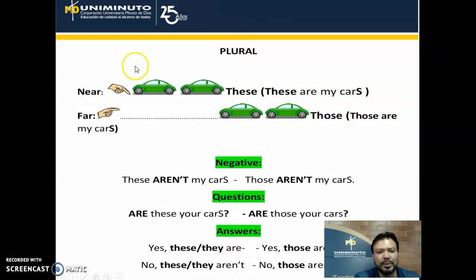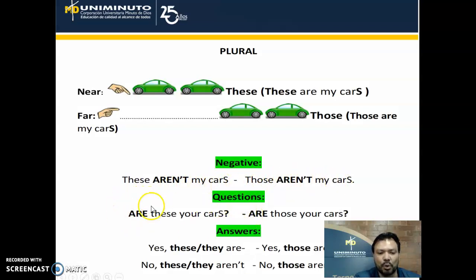In plural, when the objects are near, you say these. And this is the example. "These are my cars." You use S because it's plural. When the object is far, you use those, and you say, "Those are my cars." These are some examples in negative form. "These aren't my cars." "Those aren't my cars."